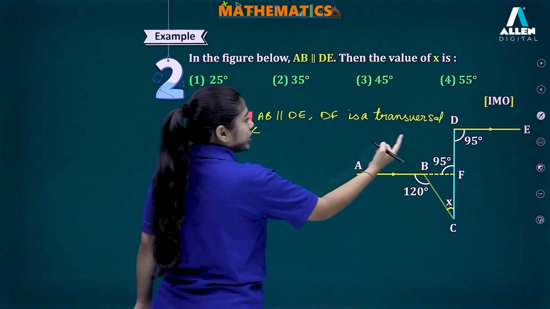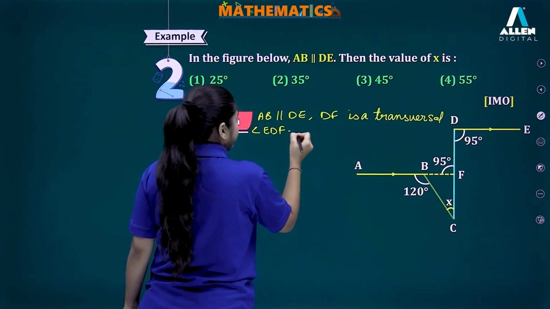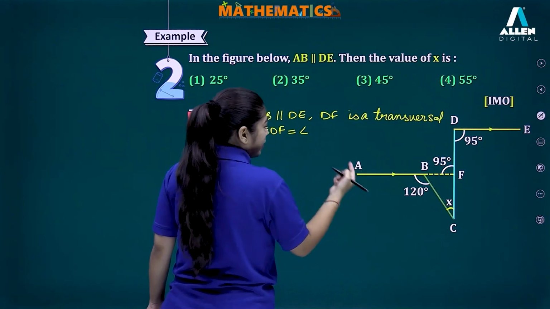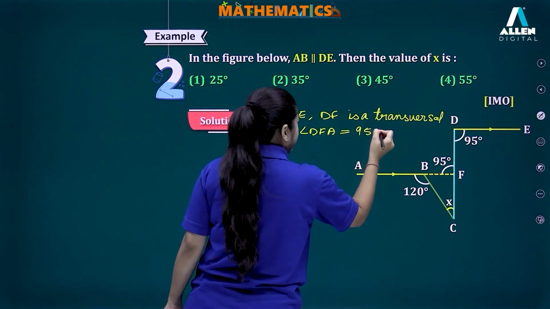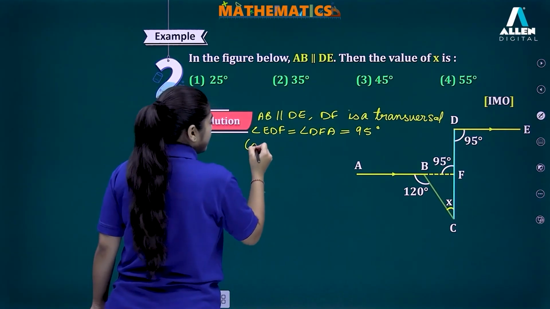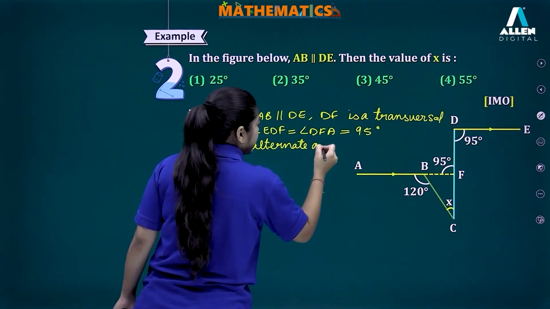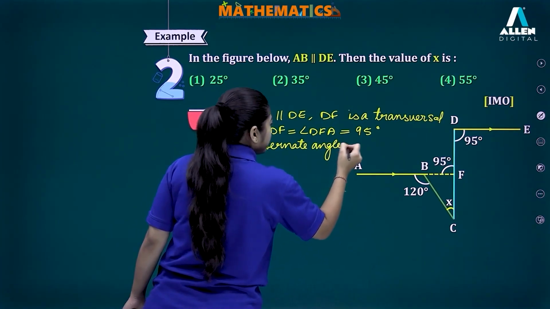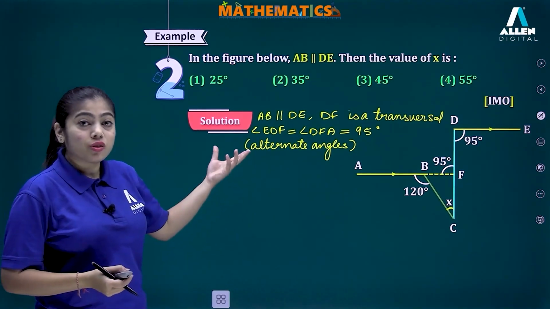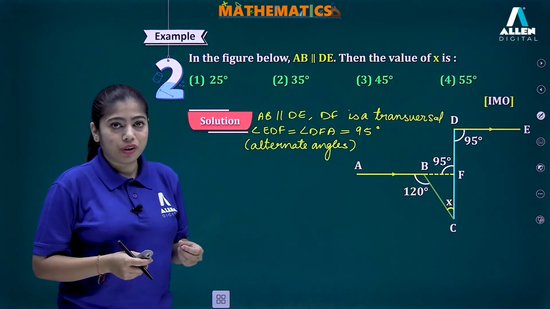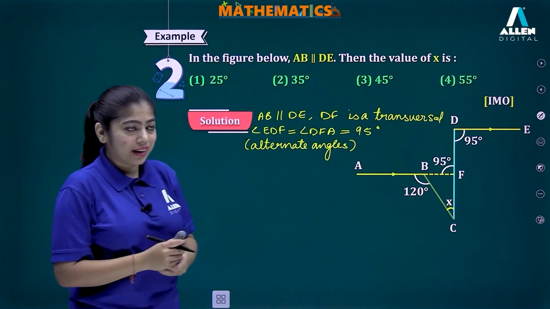Therefore, here you can see angle EDF will be equal to angle DFA, and it is equal to 95 degrees. Why? What is the reason? They are alternate angles. So the reason is very important. You should know why you are putting the two angles equal, right? So writing the reason is a very important part. Here the two angles are equal because they are alternate angles.